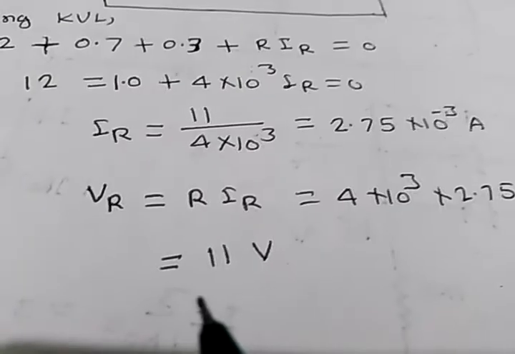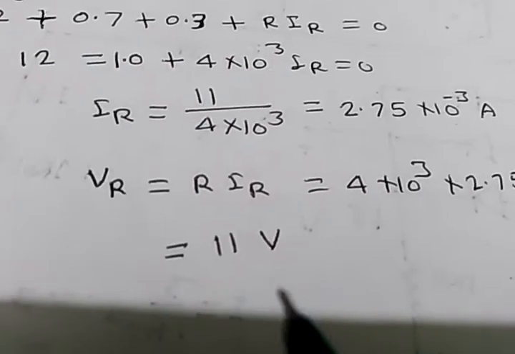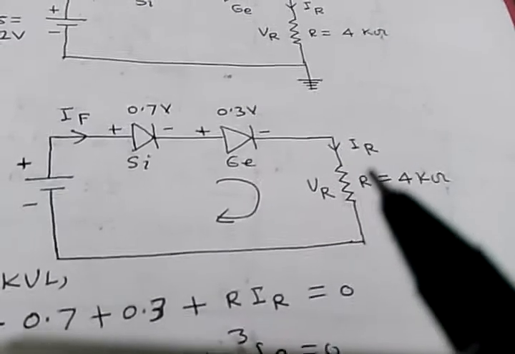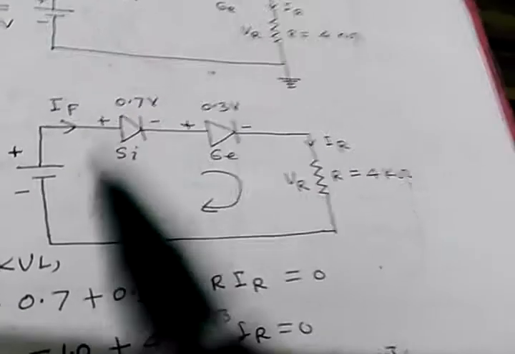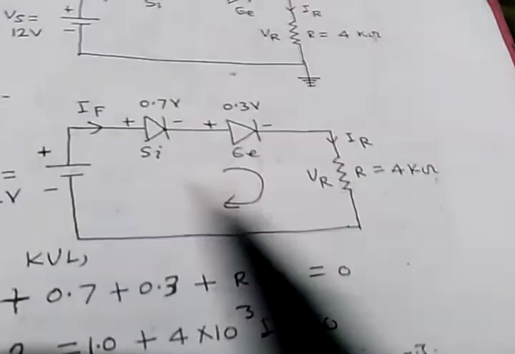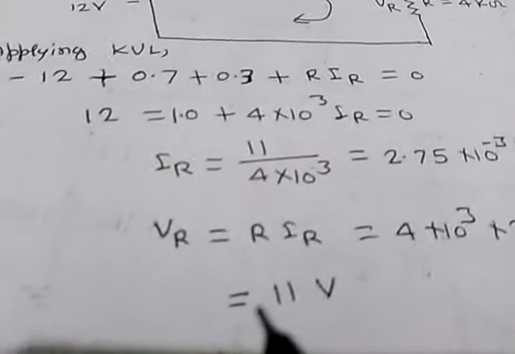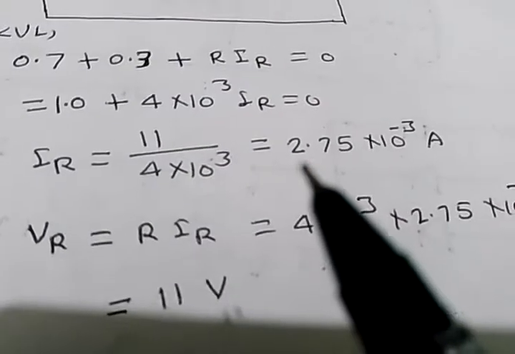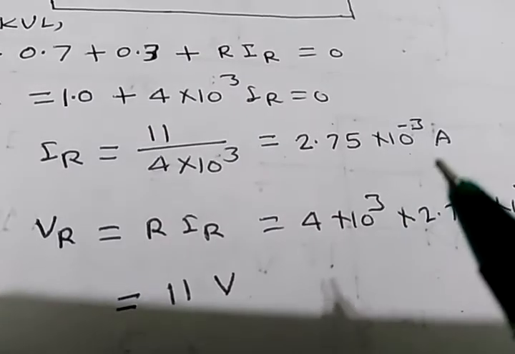On simplifying, it will be 11 volt. And the current IF and IR are both the same because the circuit is a series circuit, and in a series circuit the same current flows through all the elements. So IF and IR are the same. In this way we can write IF equals IR, which is 2.75 milliampere.